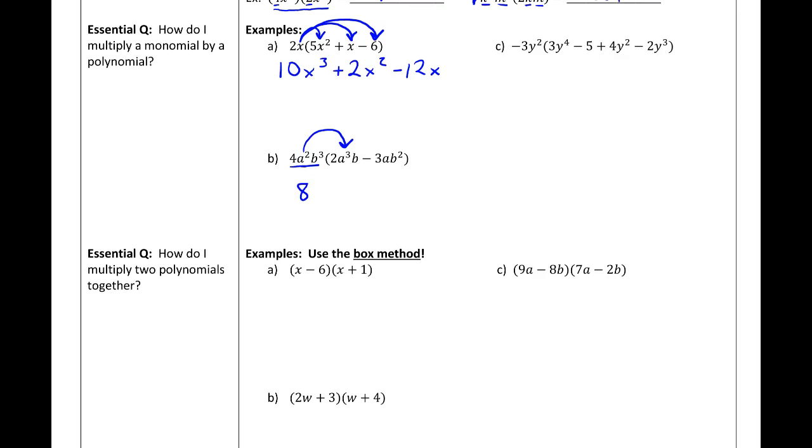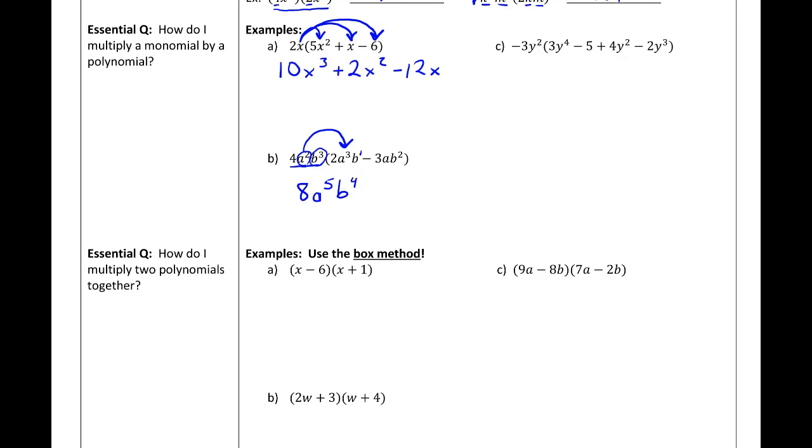Now look at the a squared terms. We've got a squared times an a cubed. Add those exponents. A to the fifth. And then we've got b cubed times that b to the first power. Add the exponents. B to the fourth. That's simple.